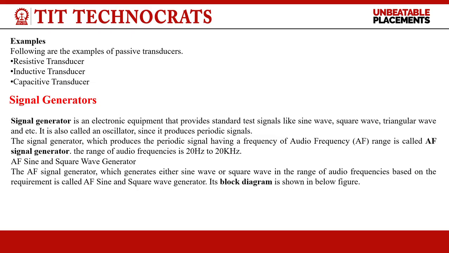Now the next topic is signal generator, which is an electronic equipment that provides standard test signals like sine wave, square wave, triangular wave, etc. It is also called an oscillator since it produces periodic signals. The signal generator which produces the periodic signal having a frequency in the audio frequency range is called an AF signal generator, and the range of audio frequency is 20 Hz to 20 kilohertz.